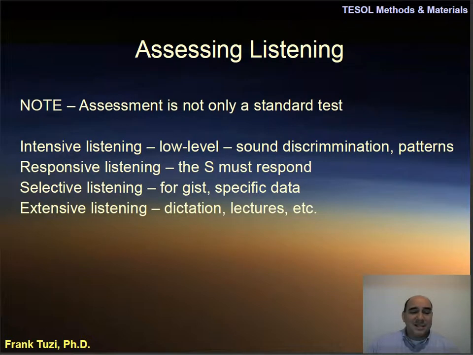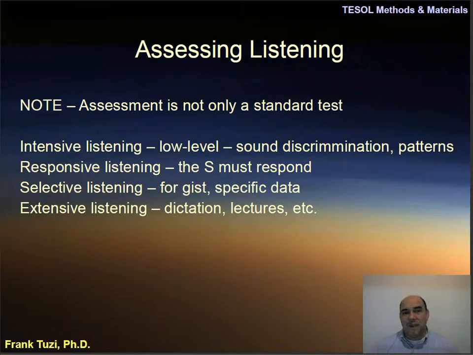How do you assess listening? There are a number of ways to do it. This is one of the harder areas to test. Simply because you have to take the word of the student in what they're understanding or not understanding, right? Assessment is not only a standard test. There's intensive listening. Listening for sound discriminations, listening for patterns. Those are things where they can actually write things down. Responsive listening. The student has to respond to thus and so, right? And so they're listening, and as they're listening, they're told they have to go do or say or complete something, okay? That's responsive listening.